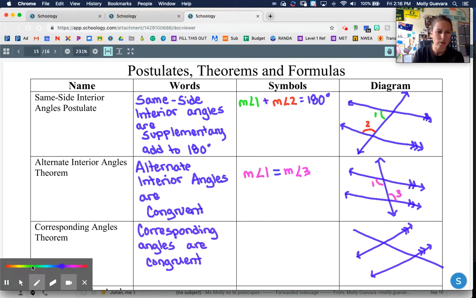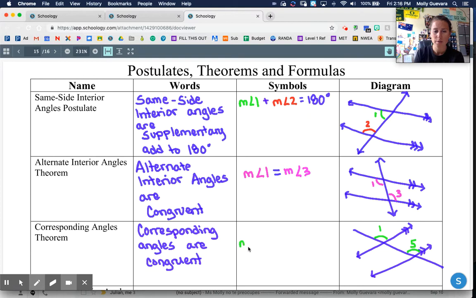I'm going to call this angle, angle 1. And then I'm going to call this angle, angle 5. 1, 2, 3, 4, 5, 6, 7, 8. Okay, so they are in the same position. They are both to the right or above the transversal, and then to the left or above the parallel lines. So they are in the same position.